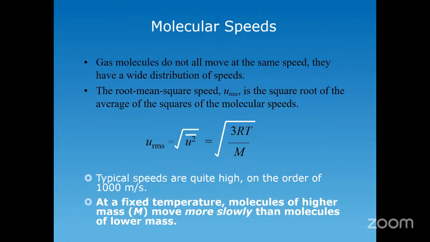So if you compare two gases, let's say again, hydrogen and oxygen, and you could be asked a question, which one travels faster? Well, the answer would be hydrogen, because hydrogen has a molar mass of 2, oxygen has a molar mass of 32. So oxygen, being the heavier molecule, will travel more slowly.